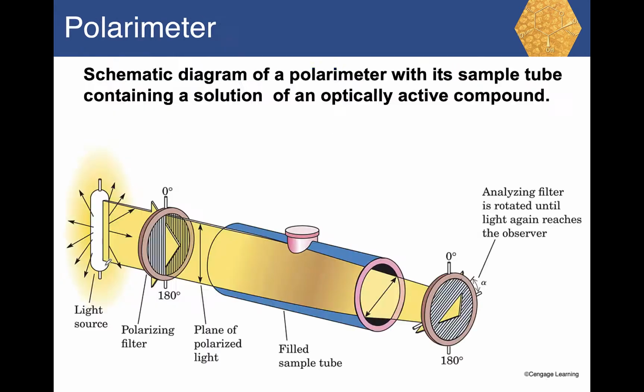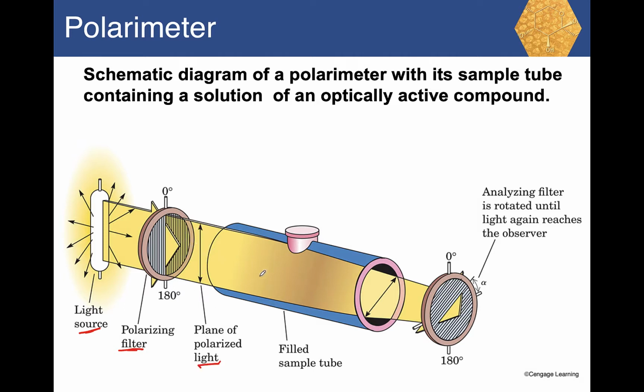Let's see how that works in terms of the property. Here's the schematic for a polarimeter. Here's light. That's just light coming at you. Here's the illustration of it being propagated in different directions. But once it passes through a filter, it will then be vibrating in only one direction, as shown here.